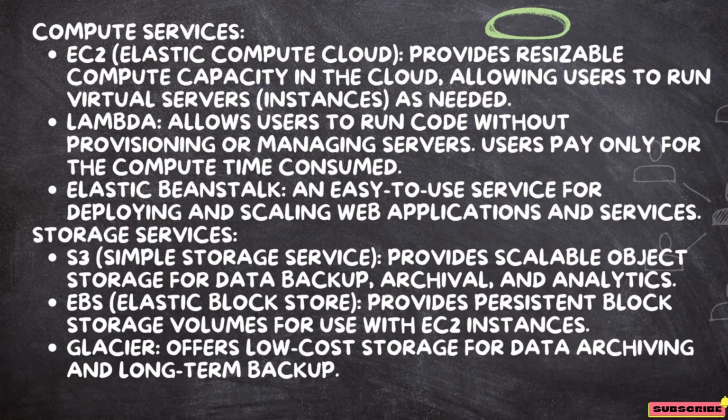Then we have EBS, which is Elastic Block Store, which provides persistent block storage volumes for use with EC2 instances. So this also complements EC2, but it uses specific, small storage of a specific volume so that you can use it online. Then we have Glacier, which offers low-cost storage for data archiving and long-term backup.